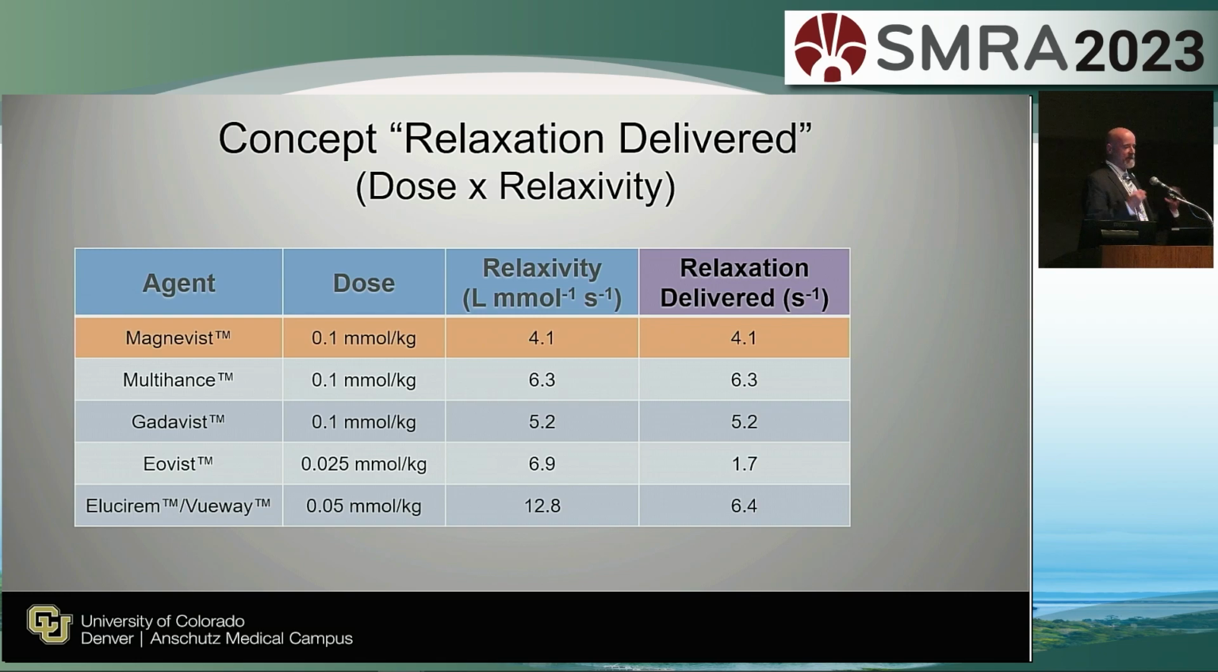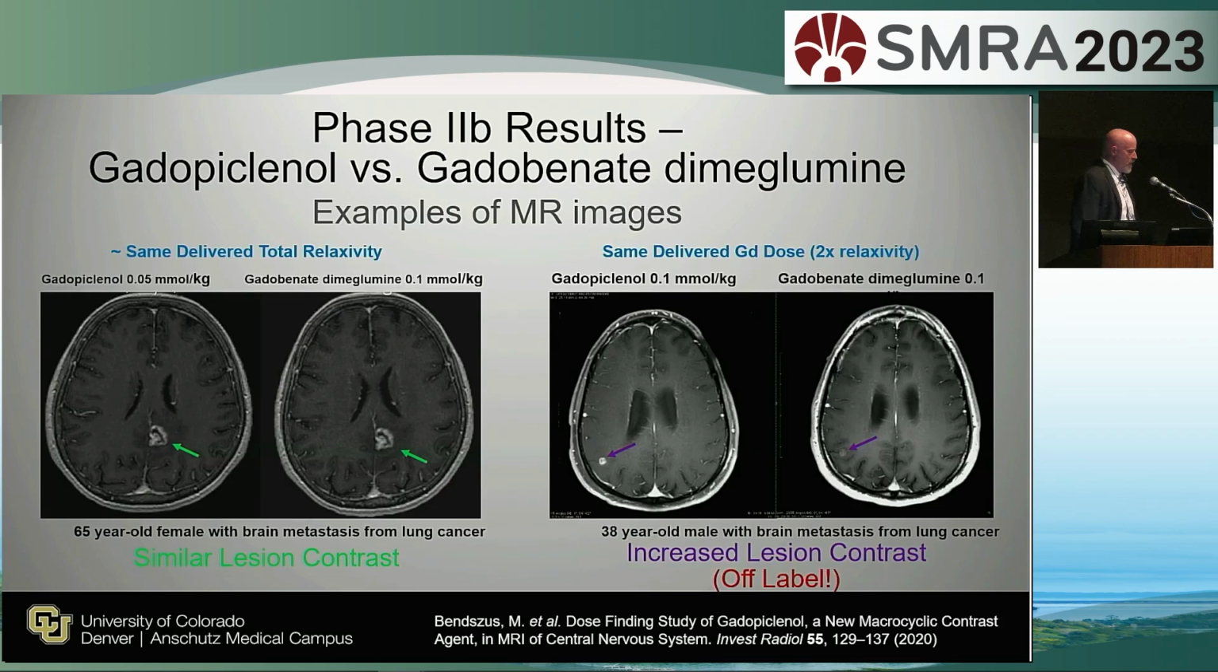So by giving half the amount, you're really doing at least what you were with Multihance and quite a bit better than anything else. So the delivered relaxivity is the way I like to think of things. And there are some studies that were done as part of the FDA approval here. On the left is a brain study where we gave gadopiclinol at half dose versus gadobenate, or Multihance, at full dose. And really the outcome there was things were about the same, which is kind of what you'd expect from delivered relaxivity.